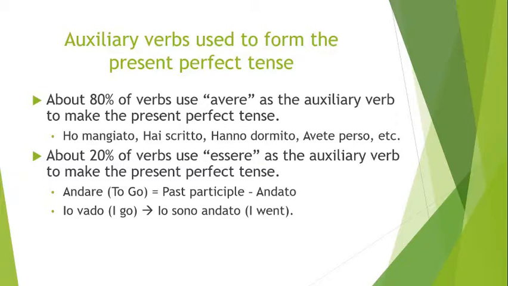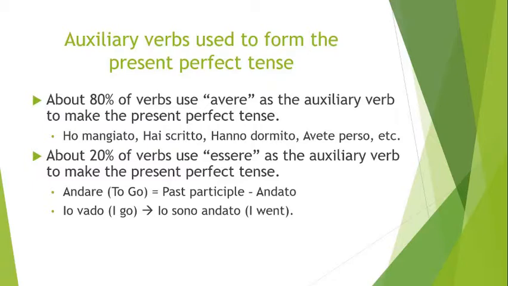Okay, so the trick is just to know when to use avere, when to use essere. Basically, when you learn a new verb, when you look it up in the dictionary or when you see it and learn it and write it into your flashcards, you're going to be writing three things now. You're going to be writing the infinitive, for example, mangiare. You're going to be writing the past participle, which would be like mangiato. And you're going to be writing if it's an avere verb or an essere verb. With those three things, you know how to make the present tense and the present perfect tense.